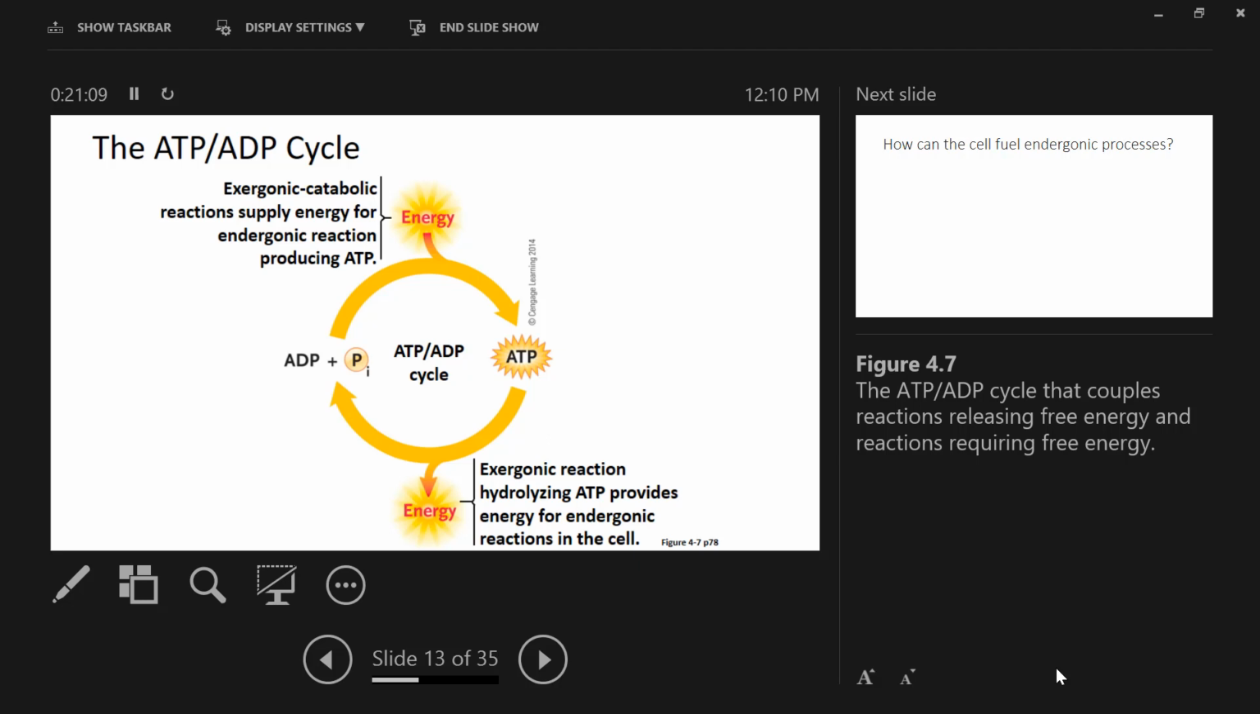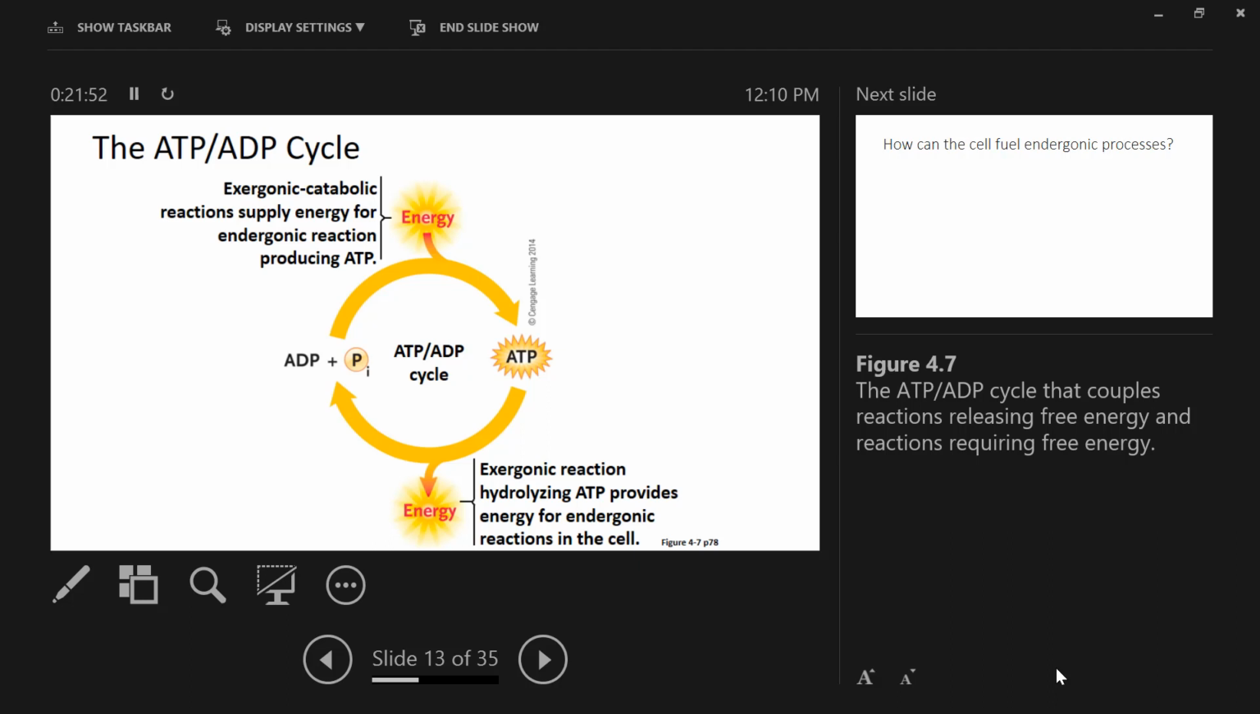And what I want you to do is figure out how a cell can take the energy released by hydrolyzing ATP and use it to do something with it. So I want you to think about what form of energy you are actually producing. Now, you're not producing the energy altogether, but you're producing a particular form of it, right? So what form of energy are you actually releasing when you hydrolyze that bond?